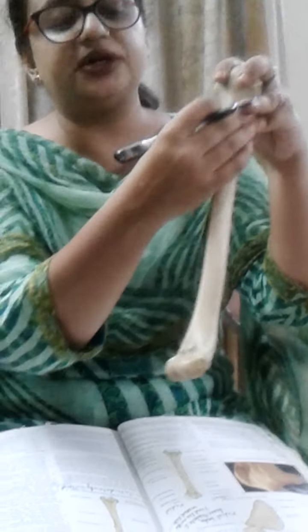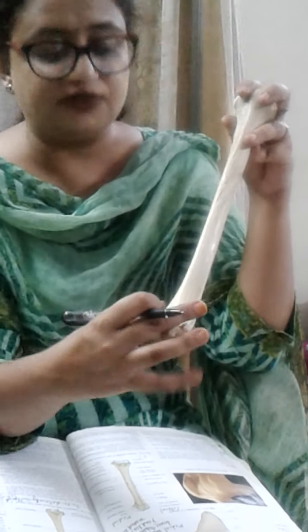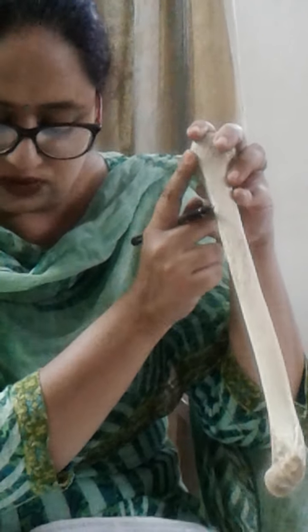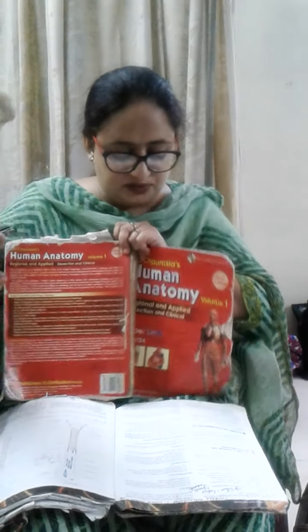Coming on to the shaft, this is the shaft. It is rounded in the upper half and triangular in the lower half. It has three borders and three surfaces. The upper one third of the anterior border forms the lateral lip of the intertubercular sulcus. In the middle part it forms the anterior margin of the deltoid tuberosity, and the lower half of the anterior border is smooth and rounded. I repeat about the anterior border.